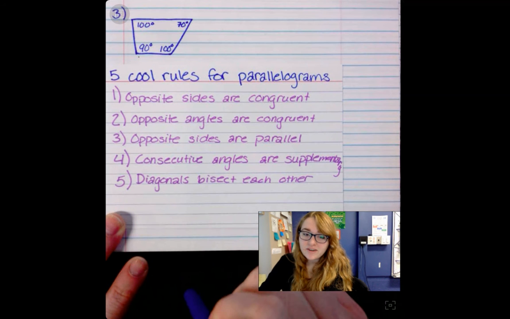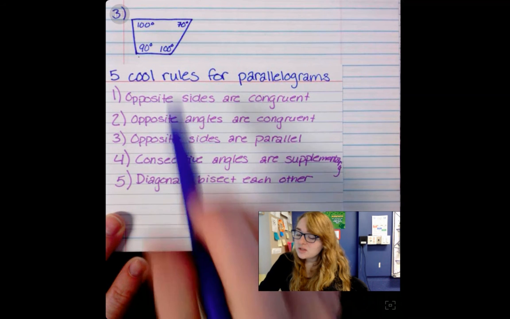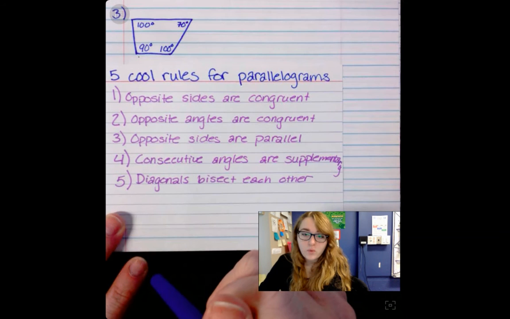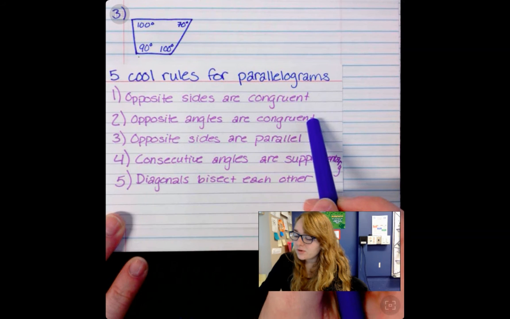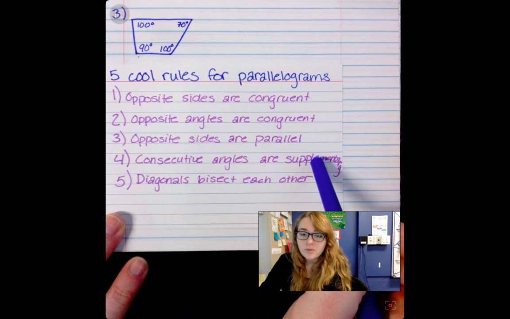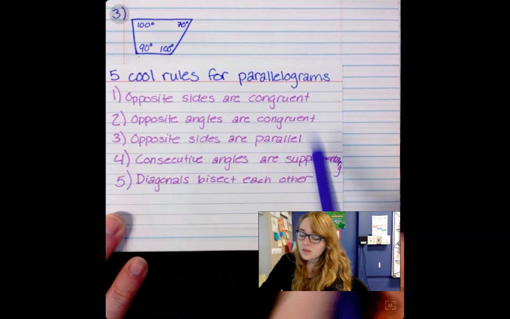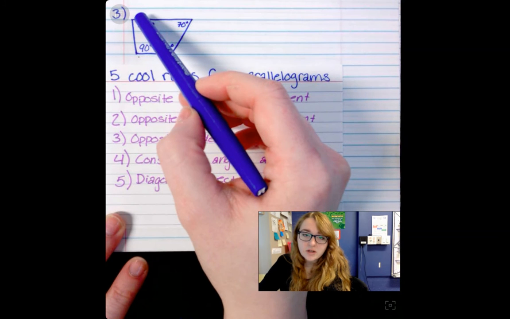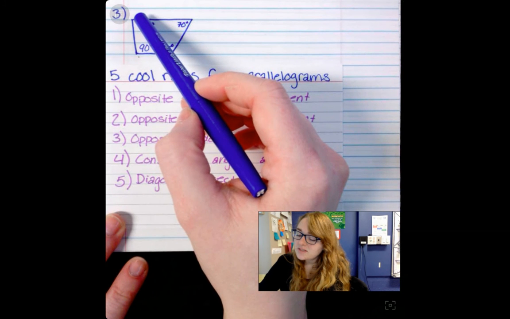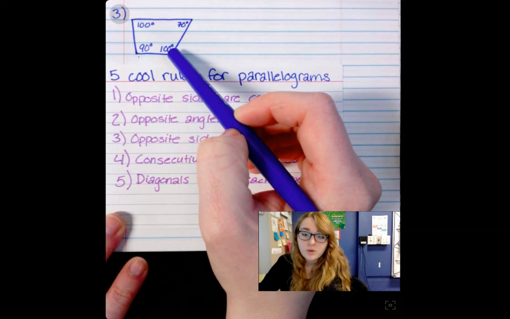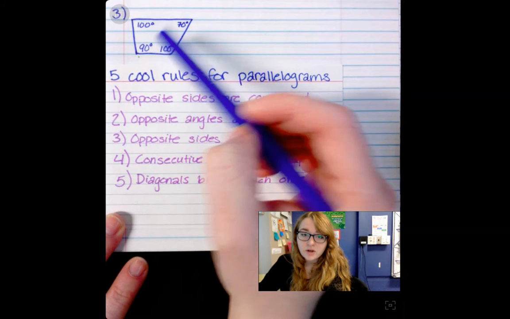And we don't have our diagonals, so we cannot use number 5. So let's go ahead and look at 2 and 4 to see if our opposite angles are congruent and our consecutive angles are supplementary, or add to 180. Okay, so we see that our top left angle and our bottom right angle are both 100. Those opposite angles are congruent.